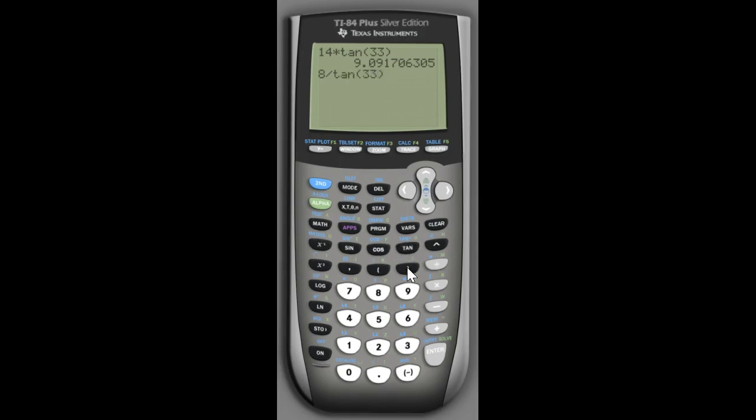I do it all in one step. That way I don't make round off errors or anything like that. And this tells me that that's approximately equal to 12.3189, about 12.3189. Okay, so let's go back to the problem and see what's going on there.